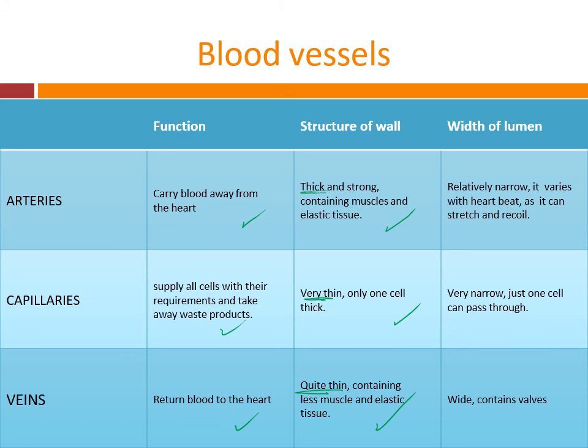Width of lumen: arteries are relatively narrow. It varies with heartbeats as it can stretch and recoil. Capillaries: very narrow, just one cell can pass through. Veins: wide, but contain valves.